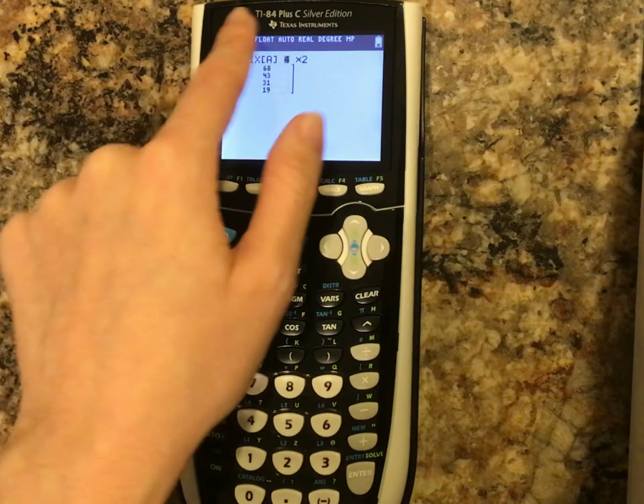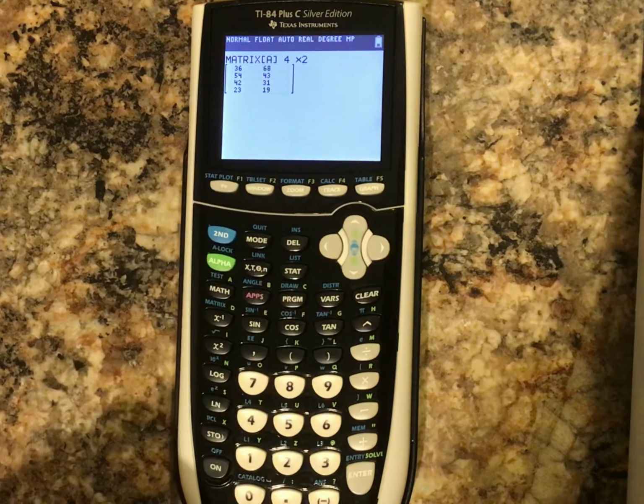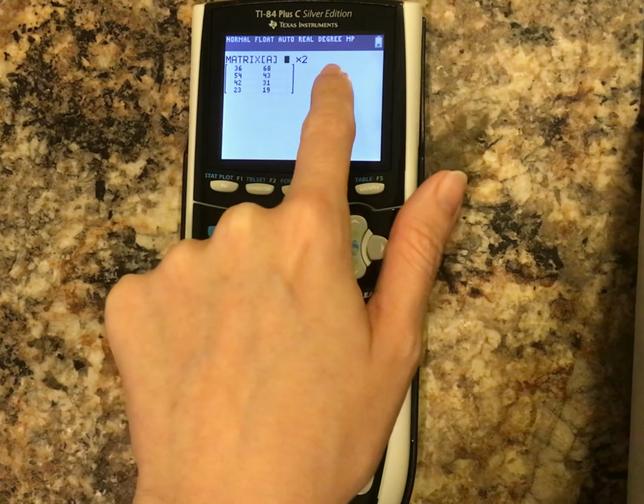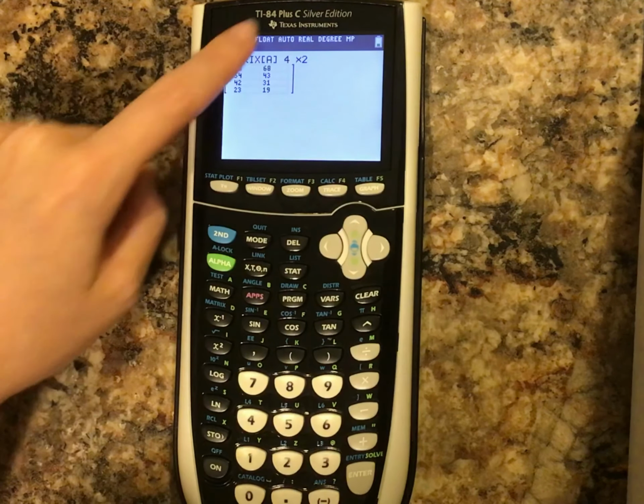So you're going to put this in as a matrix. Make sure that you get the matrix of the right size, so you have to actually type in 4x2 on your calculator, and then it will give you a matrix of the right size.